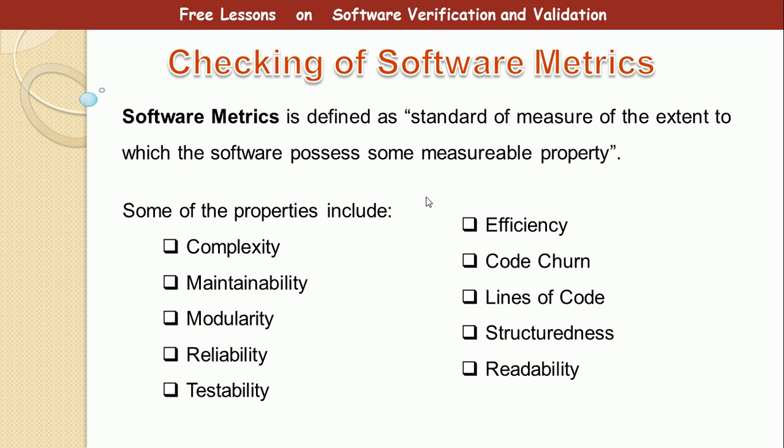Software metric is the standard measure of the extent to which the software possesses certain measurable property. Now let's take, for instance, complexity. If you write a certain code, it might be expected to be within a range of size, maybe 500 to 1000 lines. What if you write this code and it turns out to be 5000 lines? It increases the complexity.